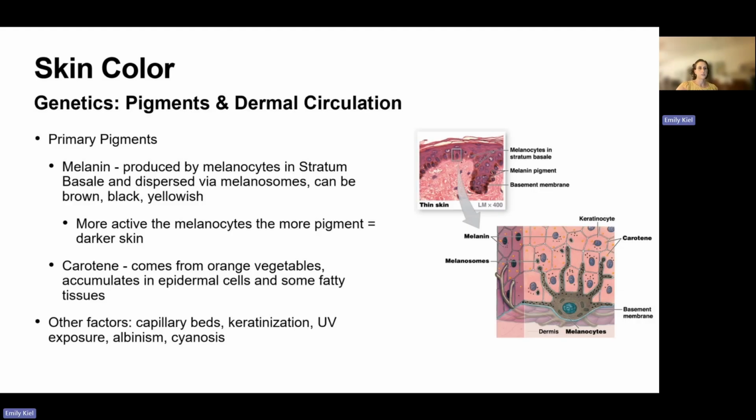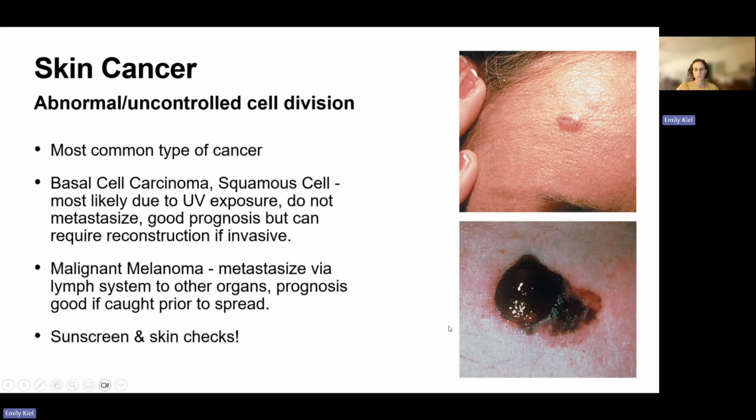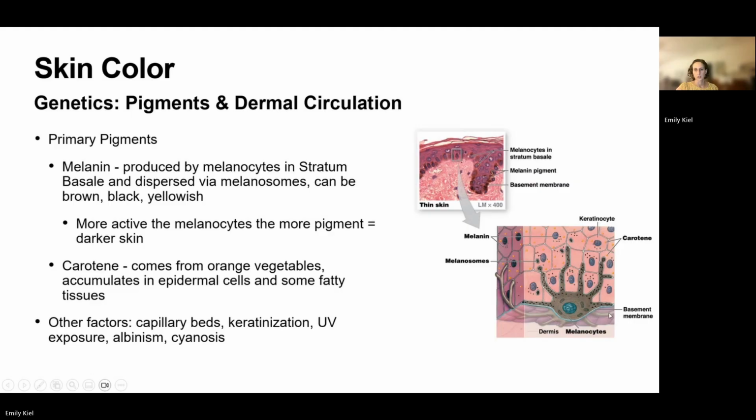So skin color is genetically determined, and it's related to both pigments and dermal circulation. So the primary pigments are melanin, and melanin is produced by melanocytes in the stratum basale and then dispersed via melanosomes. And it can be brown, black, or yellowish in color. So if you look here, here is our basement membrane, here is our stratum basale, and here is a melanocyte. It's got these little tentacles or extensions that reach between the cells, and then you've got little vesicles that are breaking off. These are melanosomes that are taking the melanin to the individual cells.